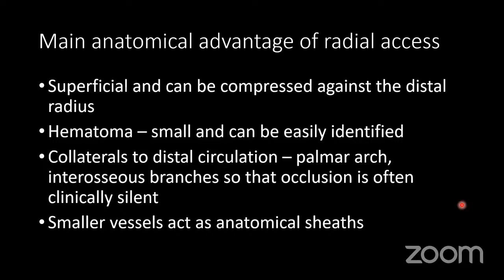Whenever there is an occlusion of the radial artery, it is usually clinically silent. And these smaller vessels sometimes act as an anatomical sheath, just like our long sheath. The caliber of these vessels being small, they may act as an anatomical sheath, especially when trying to cannulate vessels before reaching the arch of the aorta.